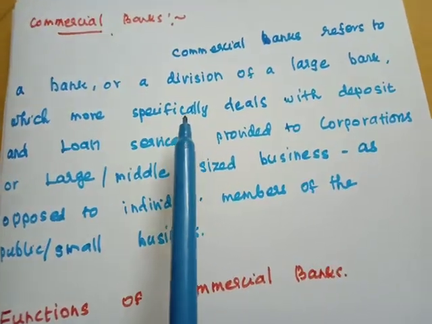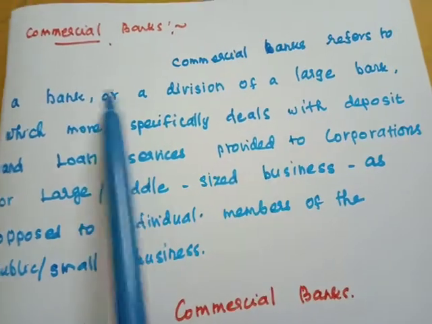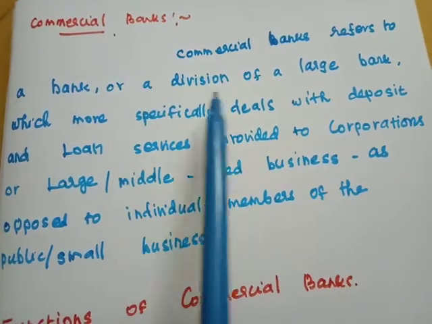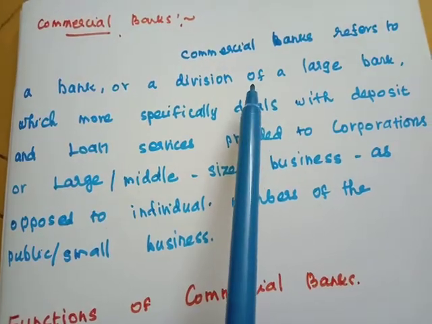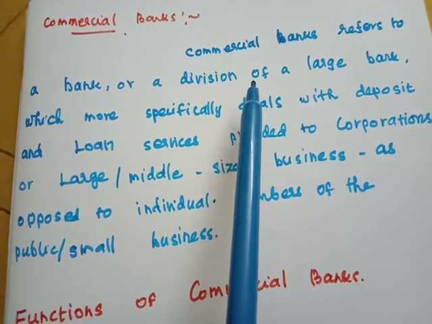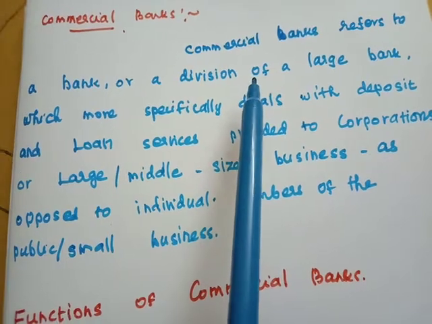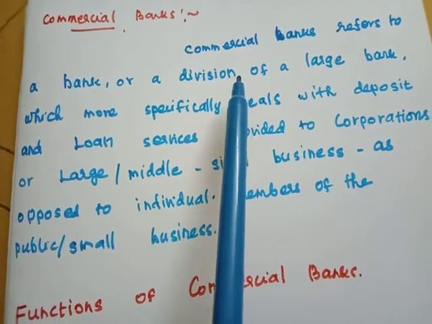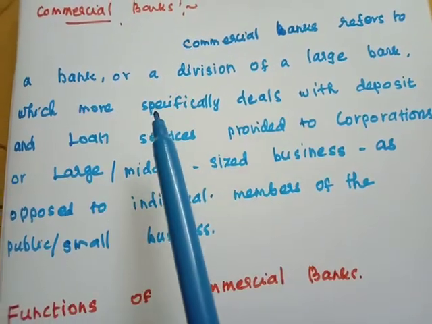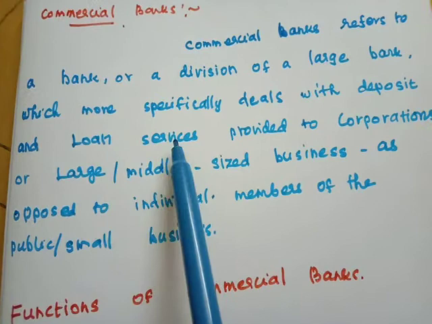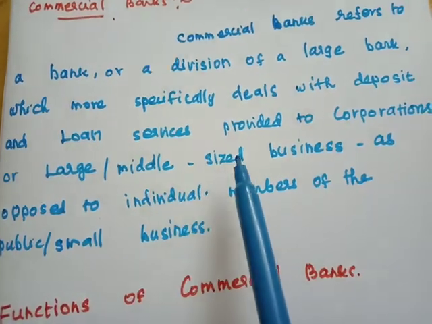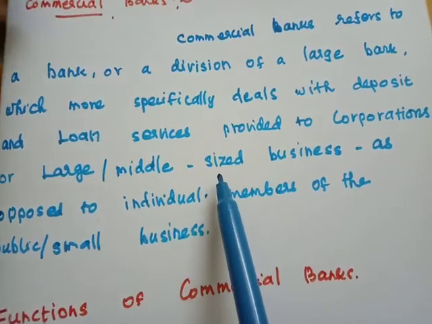Next, we will move to the commercial bank. Commercial bank is a bank or a division of a large bank. For example, State Bank is the large bank, and the divisions mean the State Bank of Travancore, State Bank of Mysore, State Bank of Baroda. That is known as a division of a large bank, which more specifically deals with deposits from the people and lending loan services provided to corporations, large, middle or small scale businesses, and individuals also.